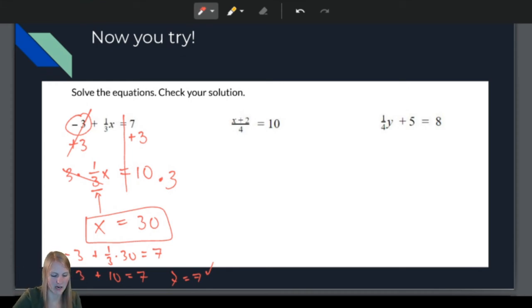That is good. So x equals 30 was indeed correct. We were correct. Were you correct? If you were, awesome job. And if you weren't, your brain is growing.